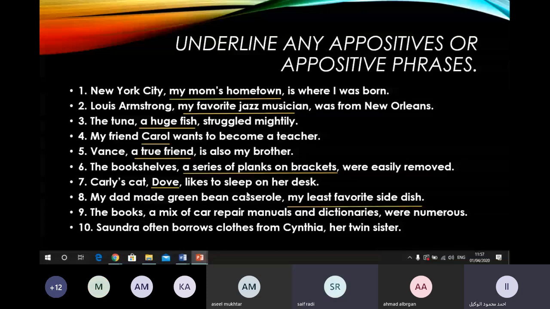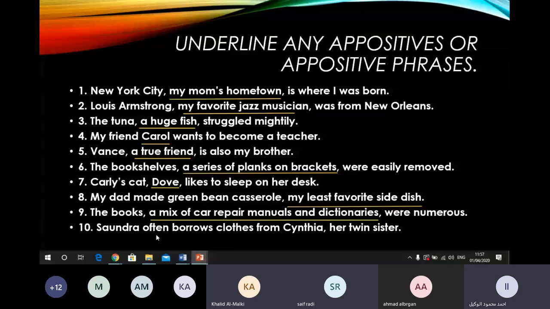Teacher, I did not understand the lesson, but can I answer number 9? Okay, answer. The books are a mix of car repair manuals and dictionaries. Numerous, a mix of car repair manuals and dictionaries. Bravo, Khalid.